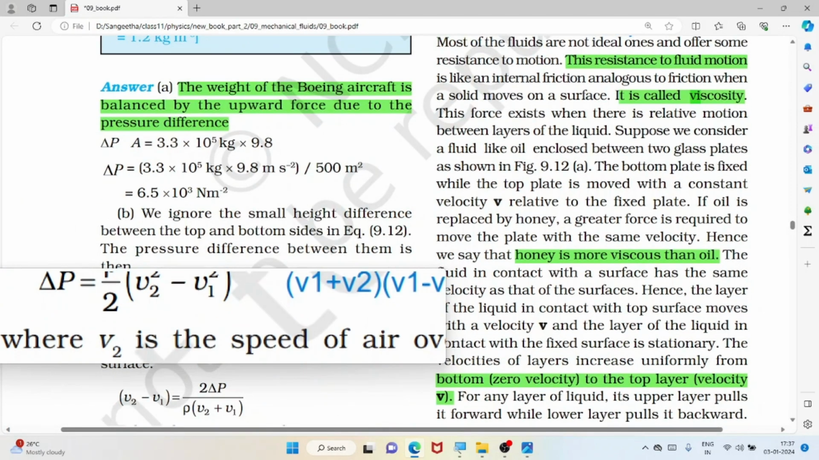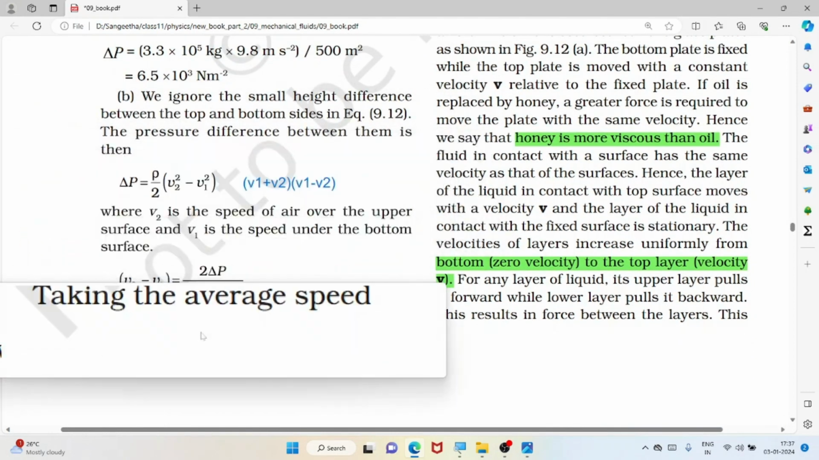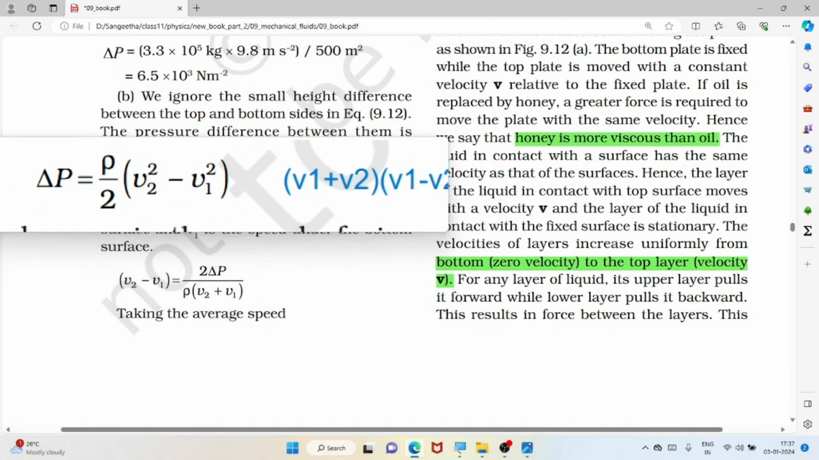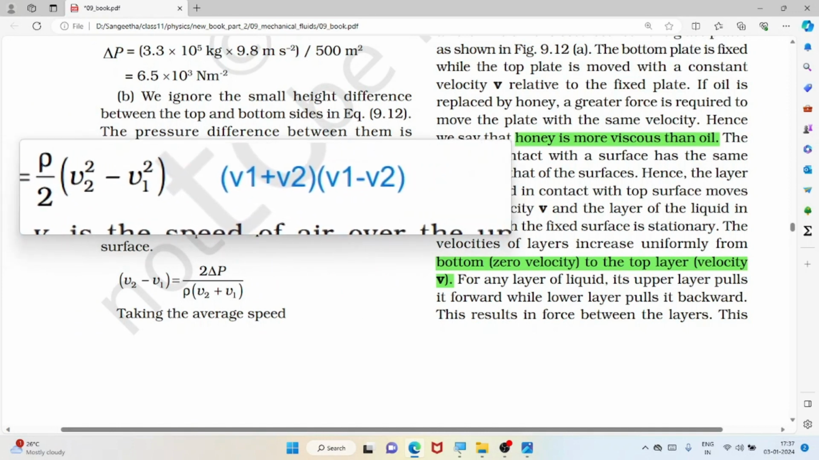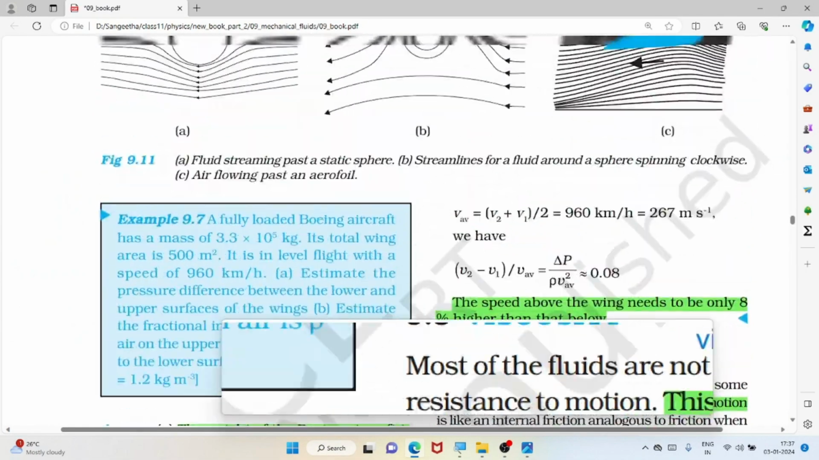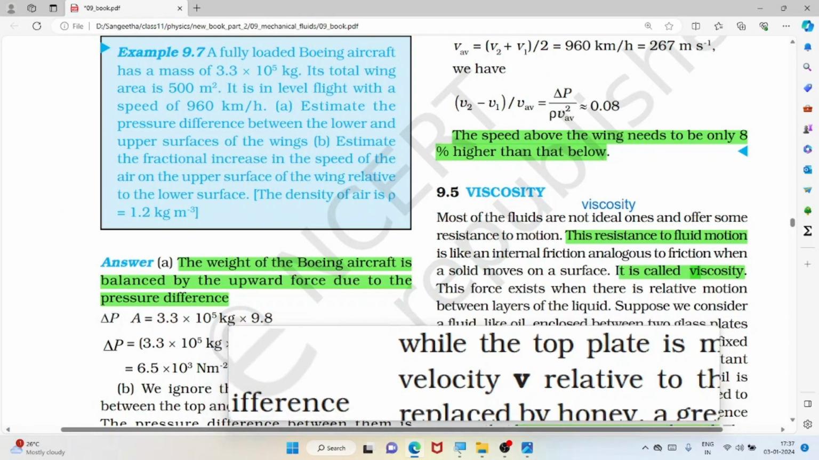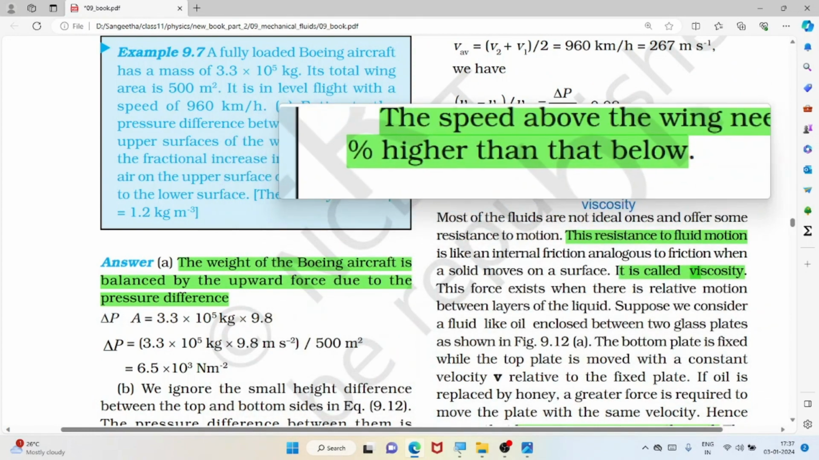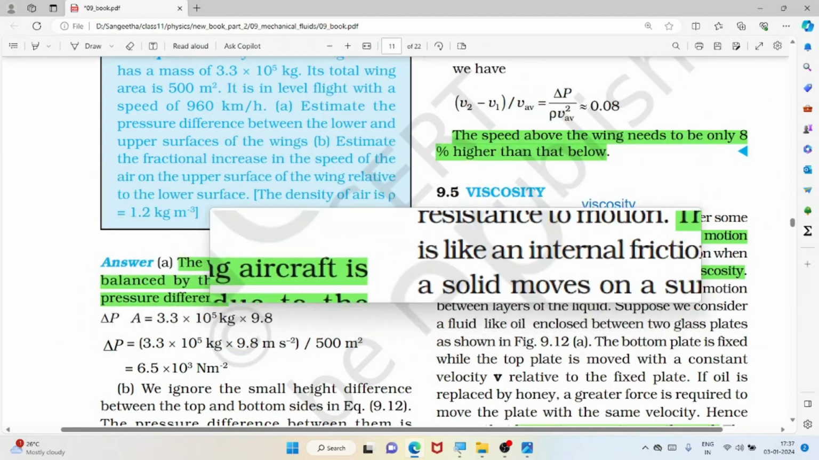See how an aircraft flies due to Bernoulli's principle. Here v2 square minus v1 square, a square minus b square equals a plus b into a minus b. That formula is used. So this is the problem. You can go through it.